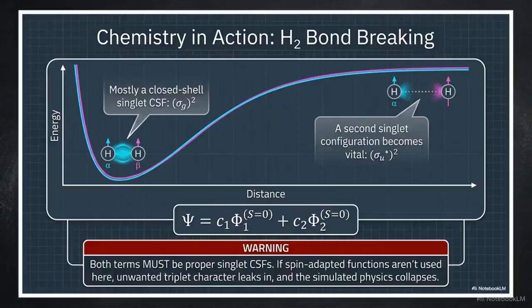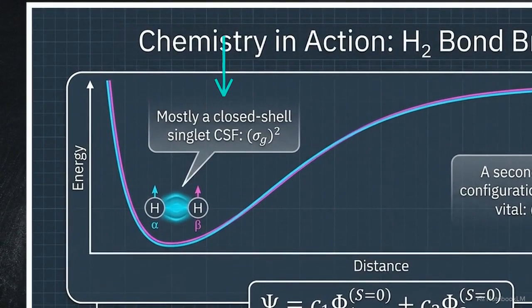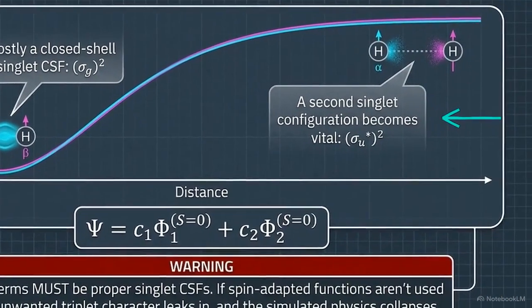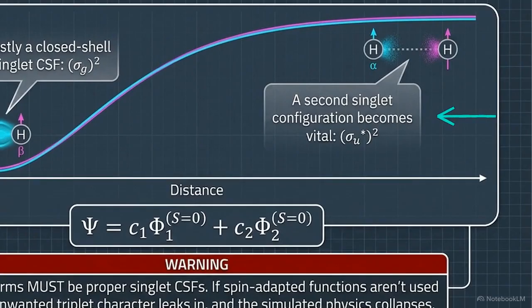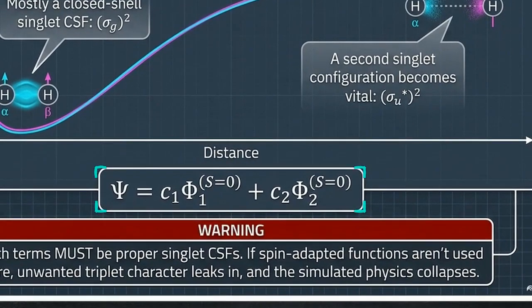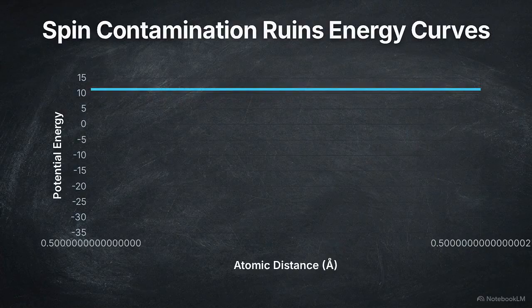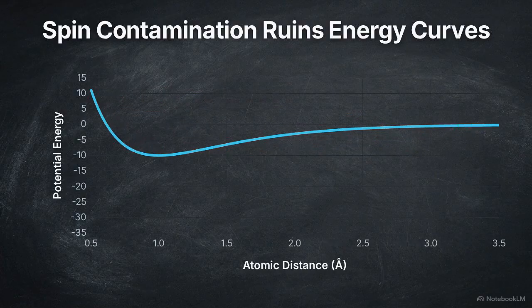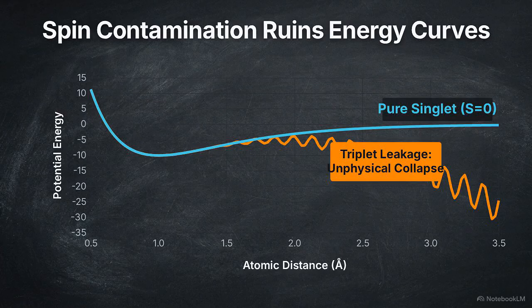This graph maps how CSFs dictate the outcome of a physical event, detailing the energy curve as a hydrogen molecular bond stretches and breaks. At stable equilibrium in the energy well, the molecule is safely described by one closed shell singlet configuration. As the bond stretches, it acquires diradical character, requiring a second singlet configuration. This multireference equation manages the stretch, strictly locking every mathematical term to a singlet state. If spin adaptation is omitted here, raw determinants will allow triplet character to leak into the calculation. The simulated energy curve will collapse, yielding physics that do not match reality.